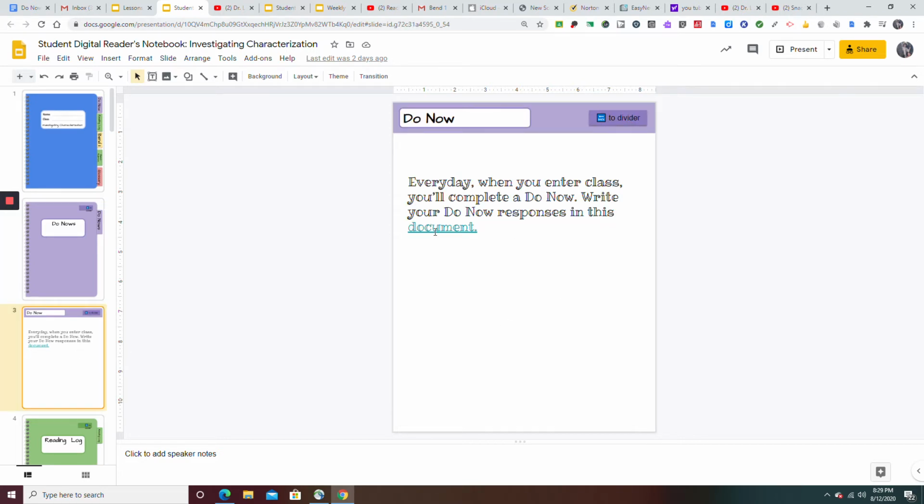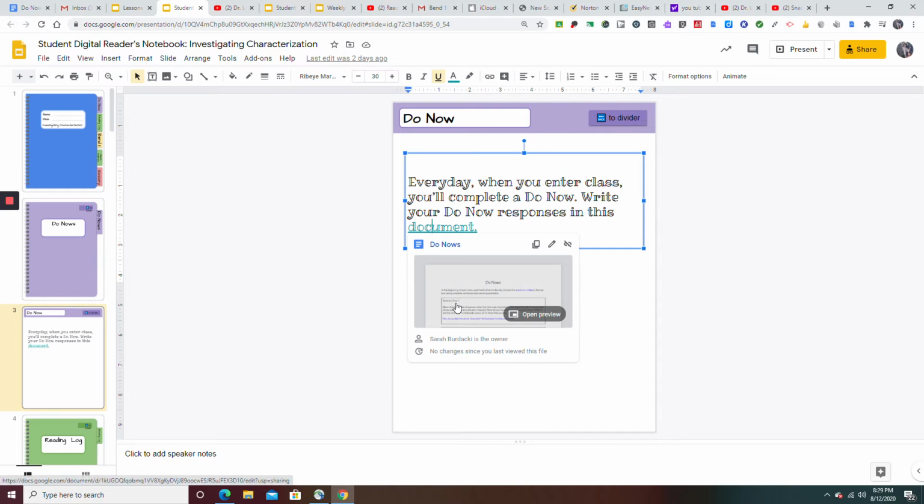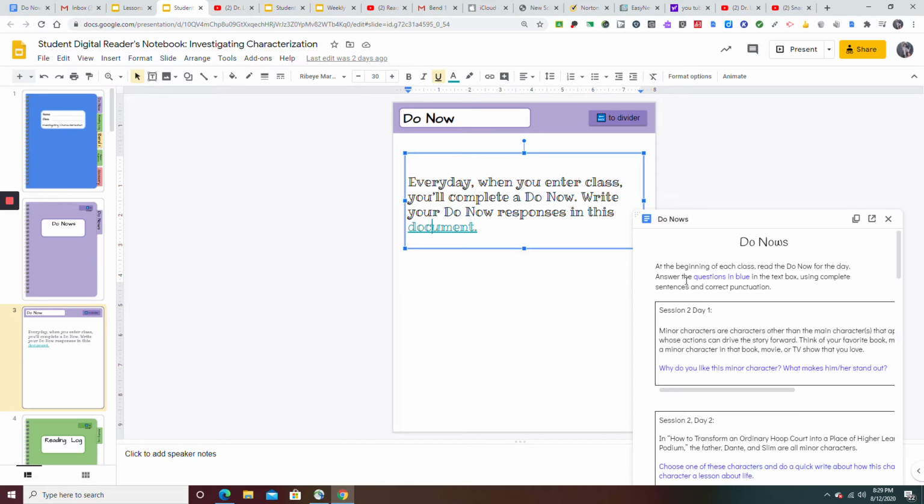And if you look at the document, it corresponds to each day's session. And it's pretty clear right here, session 2, day 1, session 2, day 2. There's the question or a little bit of information about the question, and then in the blue, what you actually have to answer. So continuing on, next we have our reading log.